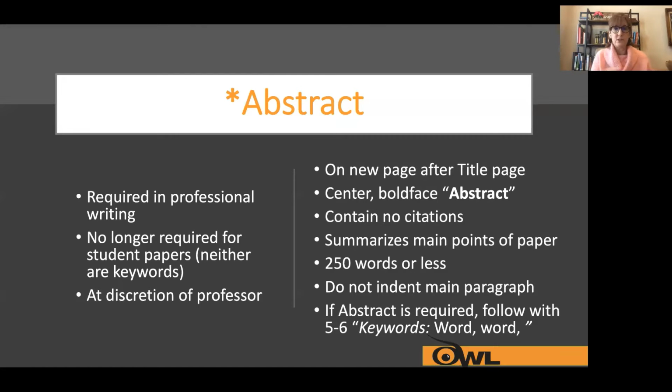Okay. So the next part is the abstract. Again, you'll notice the little asterisk by it. This is only required in professional writing, and that would be considered something that was being submitted.